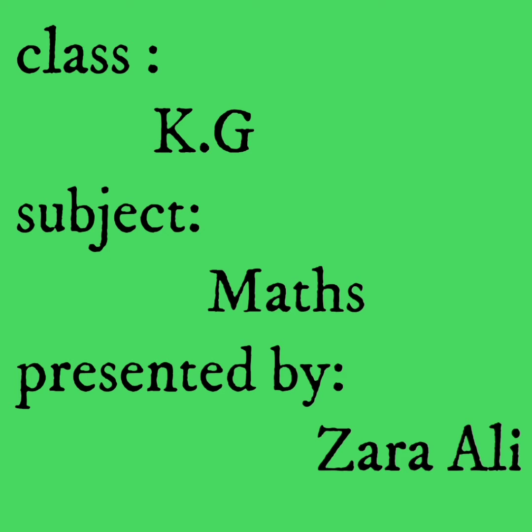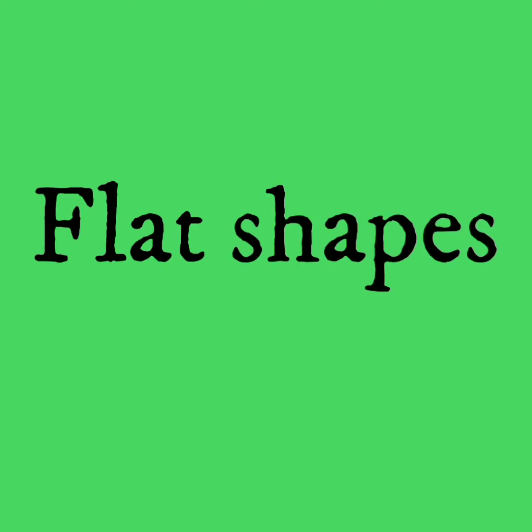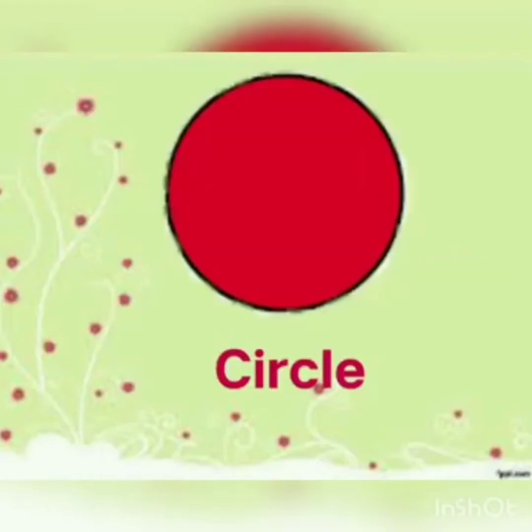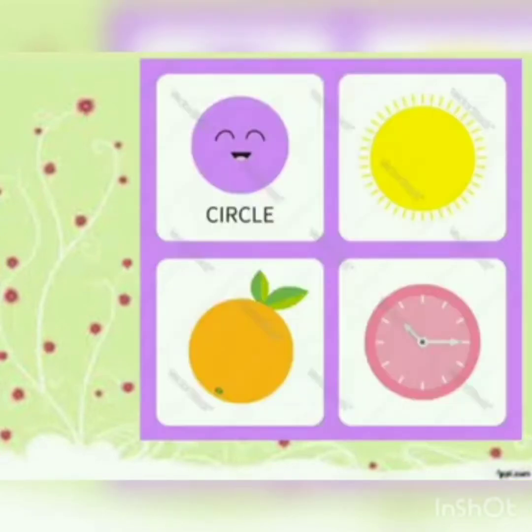So let's start. So students, today our topic is flat shapes. Students, hum aaj flat shapes ke bare mein padhenge. So let's start our topic. The first shape is circle. Do you know, students, what this is? This is a circle. C-I-R-C-L-E. Circle. Have a look at some examples of circle. Sun, orange, clock. These are examples of circle.